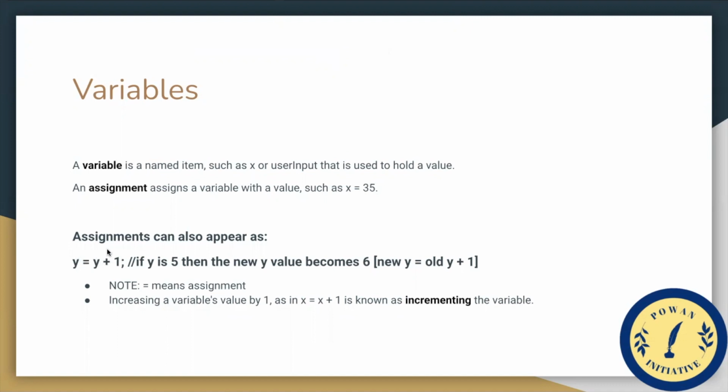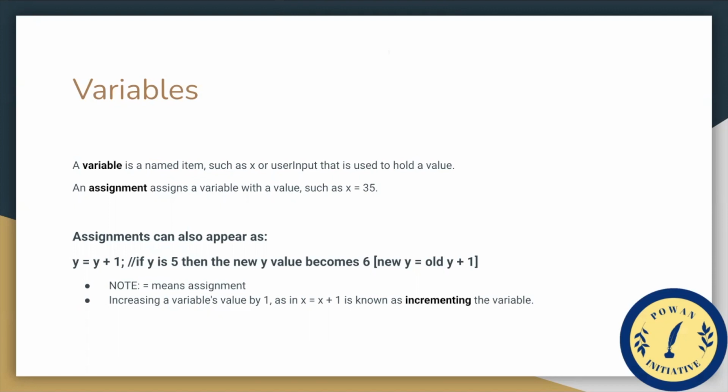So if you see this statement and before your y was just simply 5, you can just do 5 plus 1 is your new y value, which becomes 6. So new y is old y plus 1. So your y was 5 originally. You add 1 there, and then it becomes 6. And note, 1 equal sign is for assignment, 2 equal signs are to test equality.